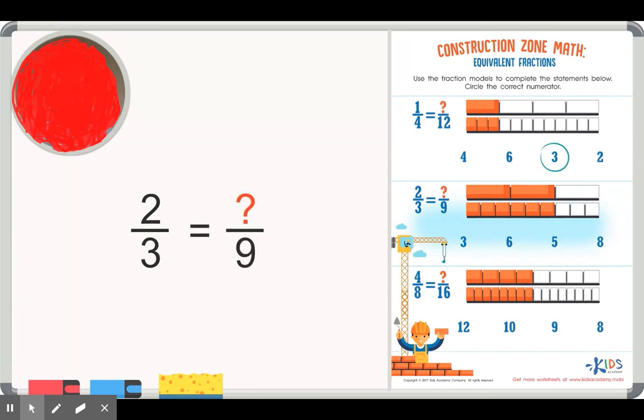In the second example, 2/3 is equivalent to blank 9ths. Again, in our first fraction, 3 is the denominator because there are 3 pieces in total. 2 is the numerator because there are 2 pieces that are shaded in. In our second fraction, we're going to count the shaded in pieces to see what the correct numerator is to make an equivalent fraction with 9. Okay, so there are 6 pieces shaded in, which means 6 is the correct numerator. 2/3 is equivalent to 6/9, and we can see that 2/3 and 6/9 take up the exact same amount of space, so 6 must be the correct numerator.